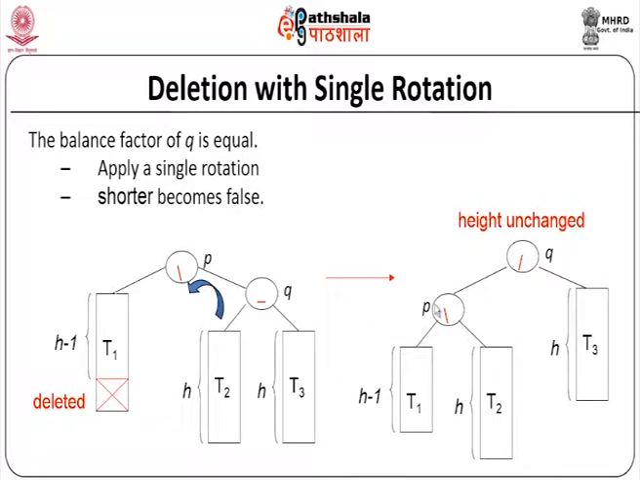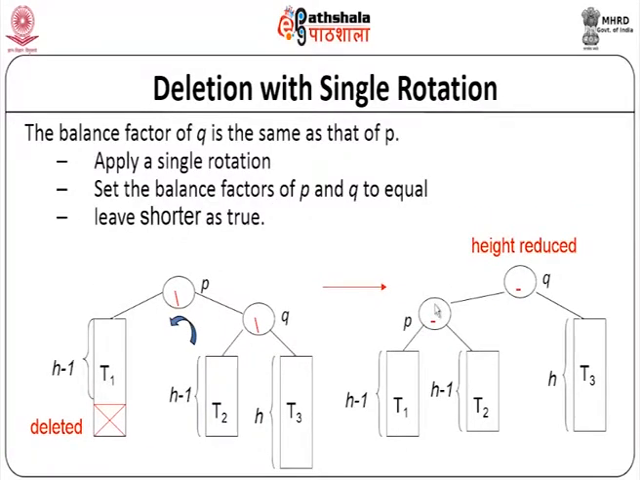Now, we will go to the deletion with single rotation. Here the balance factor of Q is equal. If you look here, apply a single rotation, shorter becomes false. So, this is the idea of the height remaining unchanged. So, here you are doing a single left rotation. There you have deleted in T1. Note that T1's height is h minus 1 after the deletion has occurred, and here you have h plus 1. So, there is an imbalance. So, what you will have to do is change the height. You have brought T2 to the side and T3 remains as it is.